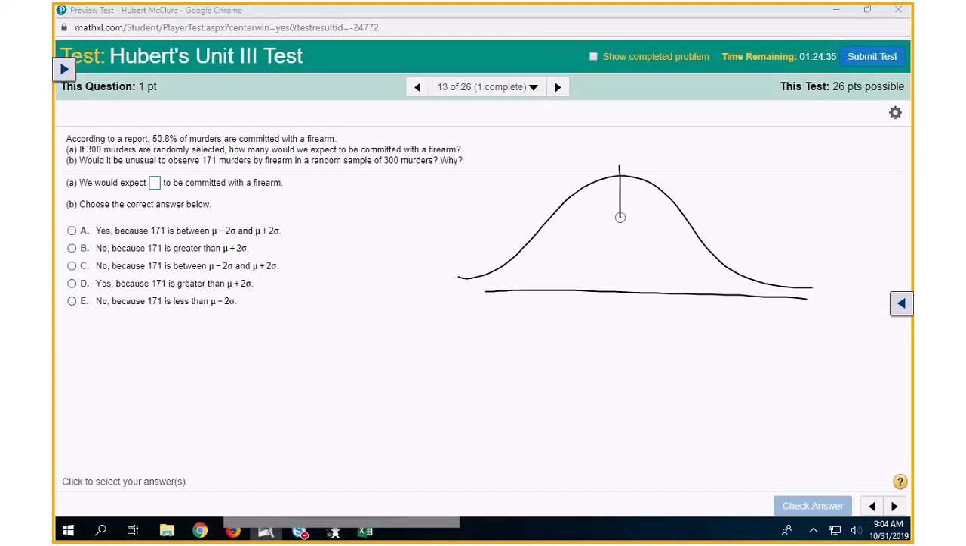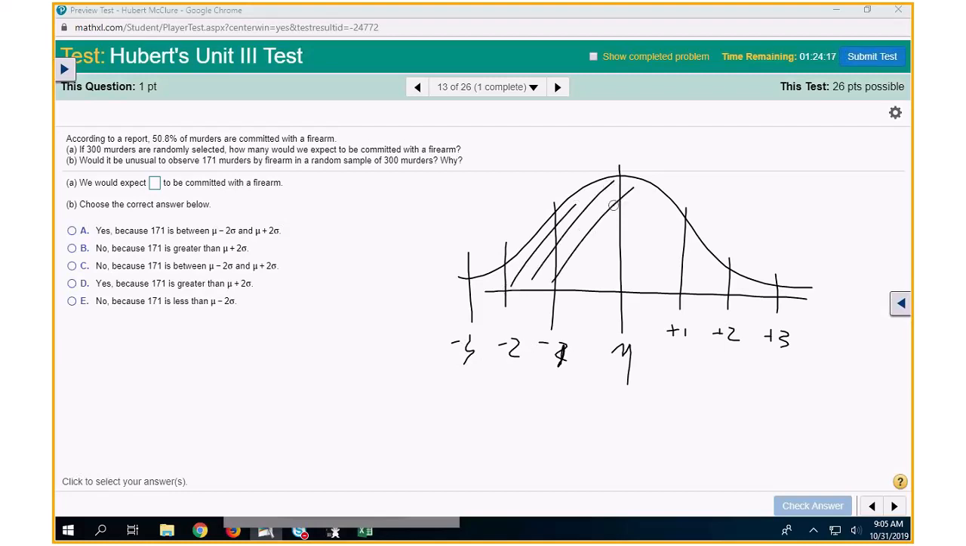I'm just going to put the mean here and then plus 1 standard deviation here, plus 2, plus 3. Minus 1, minus 2, minus 3. And here is normal. And if that's normal, then what is this? Unusual. Which is 0.025 and 0.025, which is 5%, a nickel.